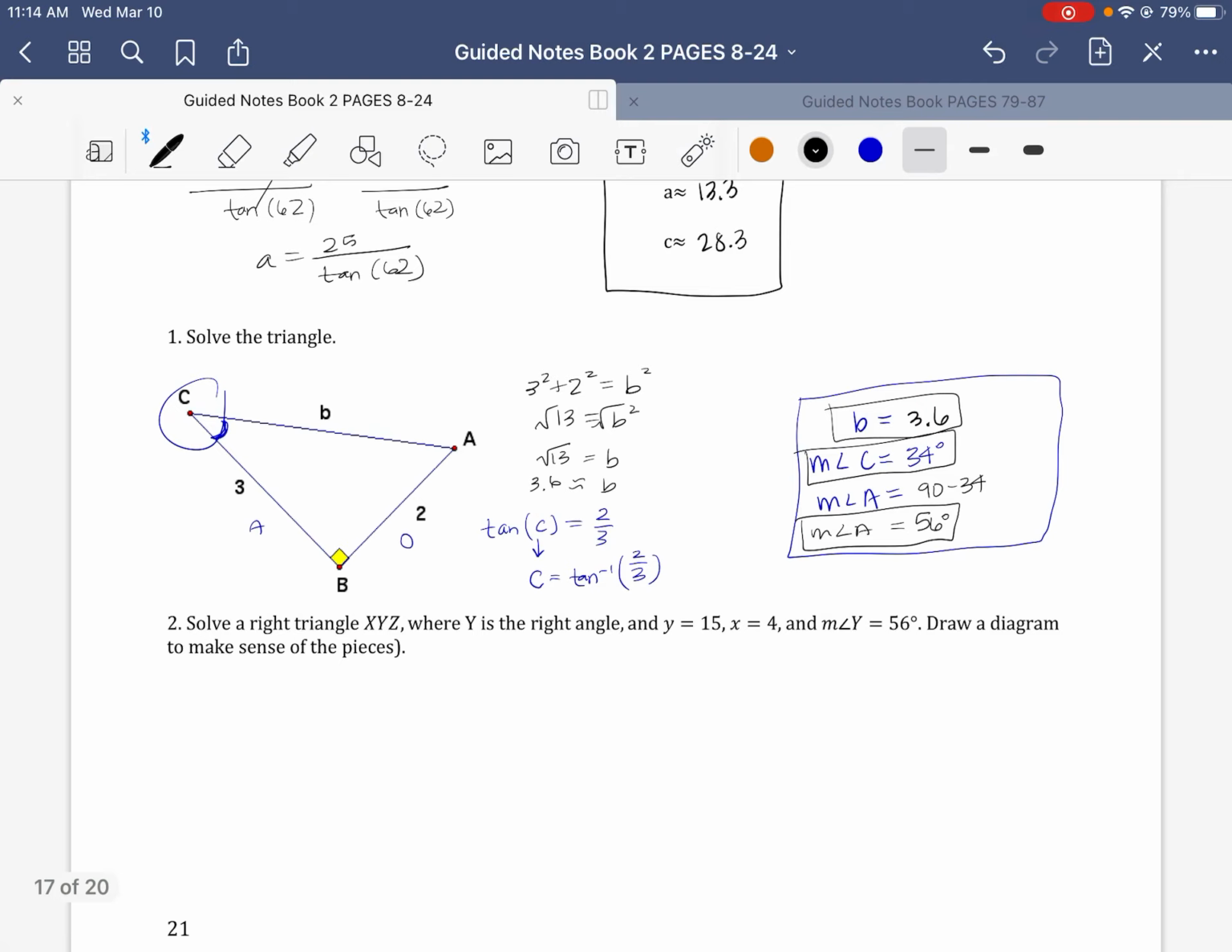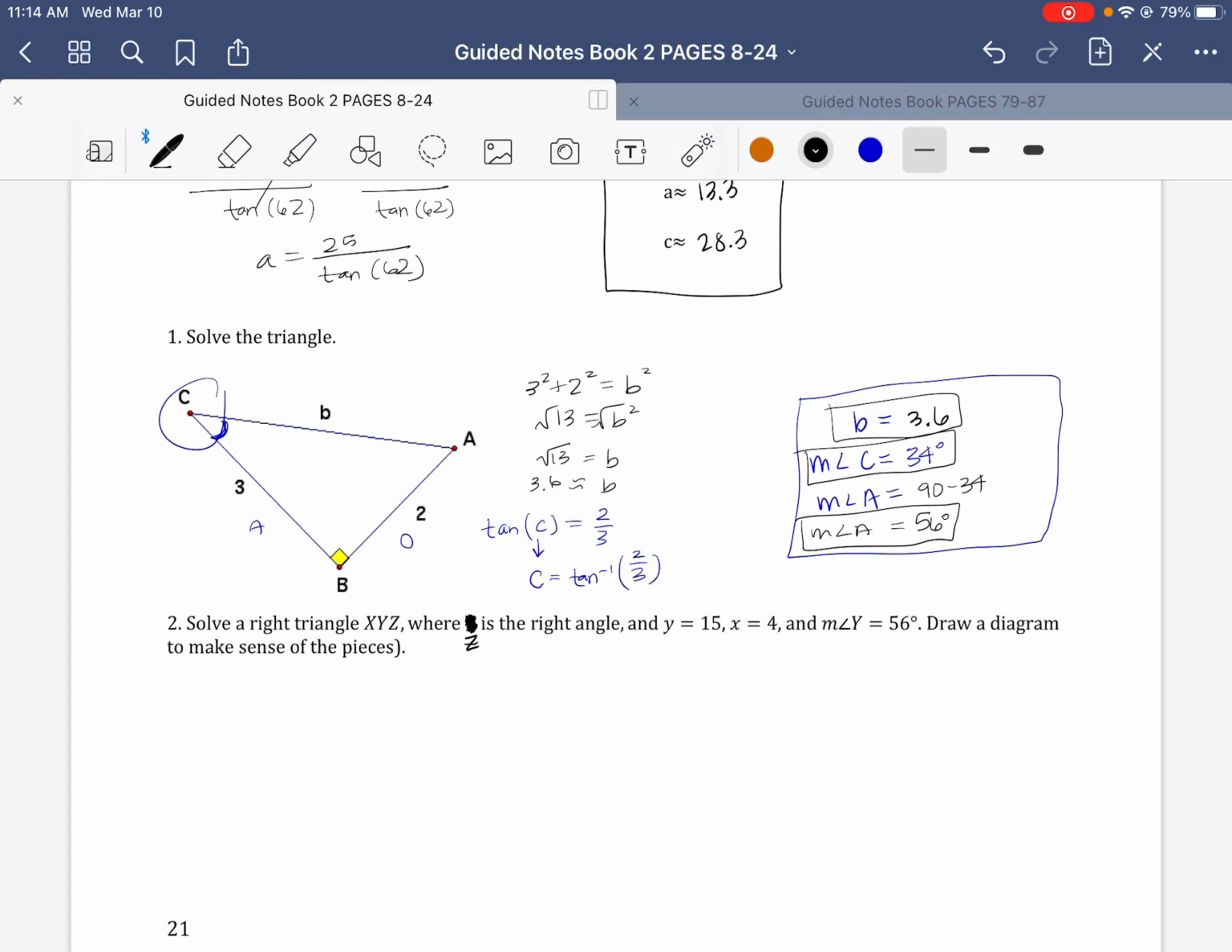So I wanted to do an example that looks like this, but this example that's written in here is madness. We need to change a few things on it for it to even work. So this says solve a right triangle XYZ where, and we're going to change this to a Z. So cross out the Y. We're going to say Z is the right angle, okay?